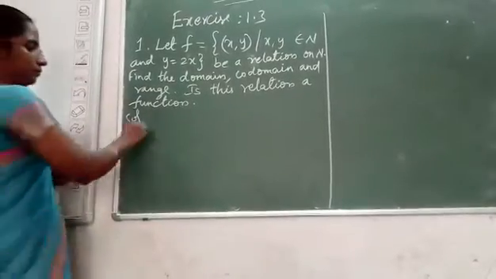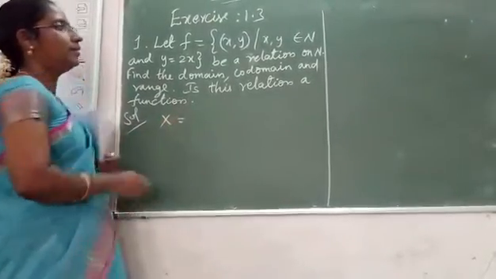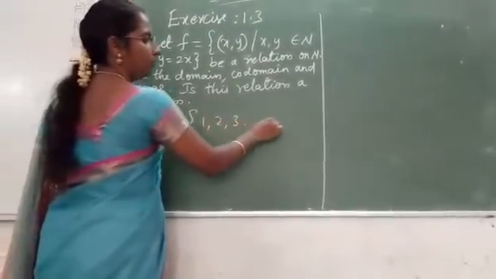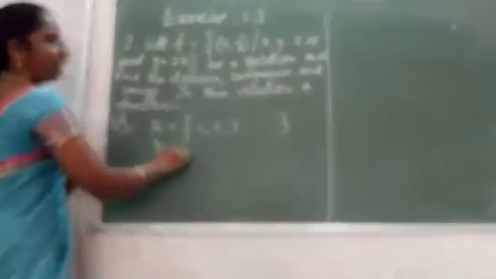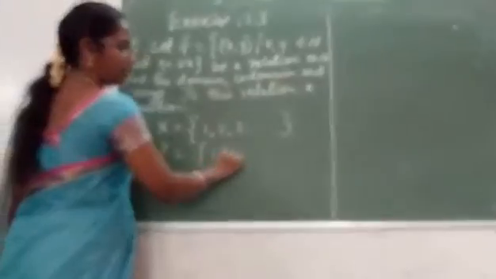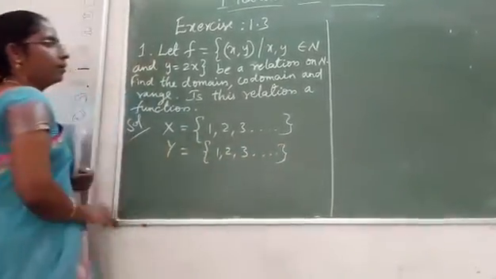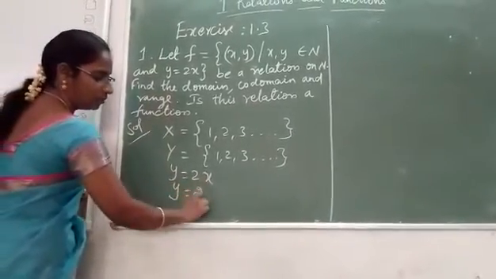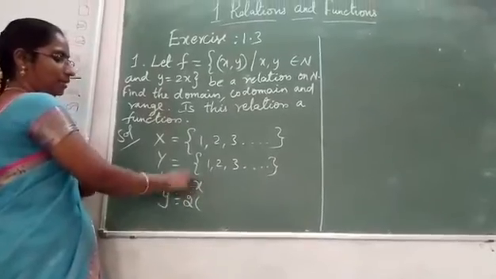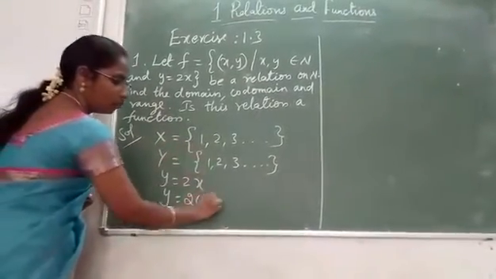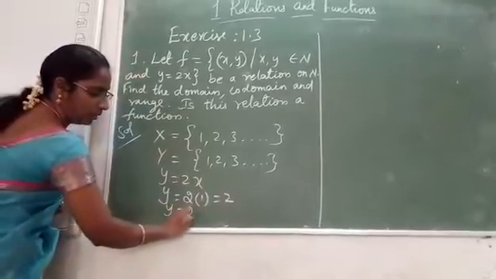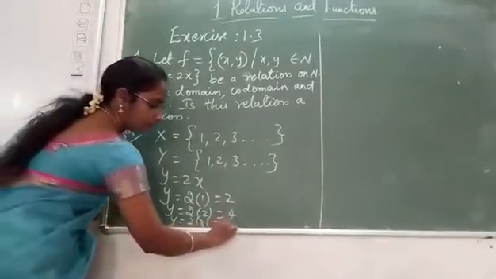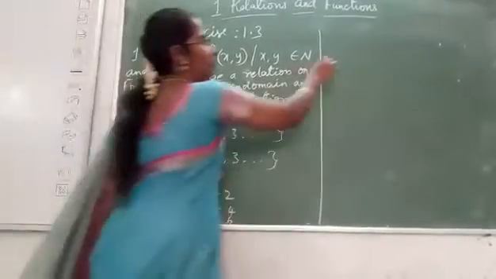So first, the solution. For the set X, X is a natural number. Natural numbers start from 1, 2, 3, etc. The Y value is also a natural number, so again we can take 1, 2, 3, etc. Then substitute in the equation y equals 2 into x. The x value we can take from the first set: 1. 1 twos are 2. Then take the second value: 2 twos are 4. 3 twos are 6.